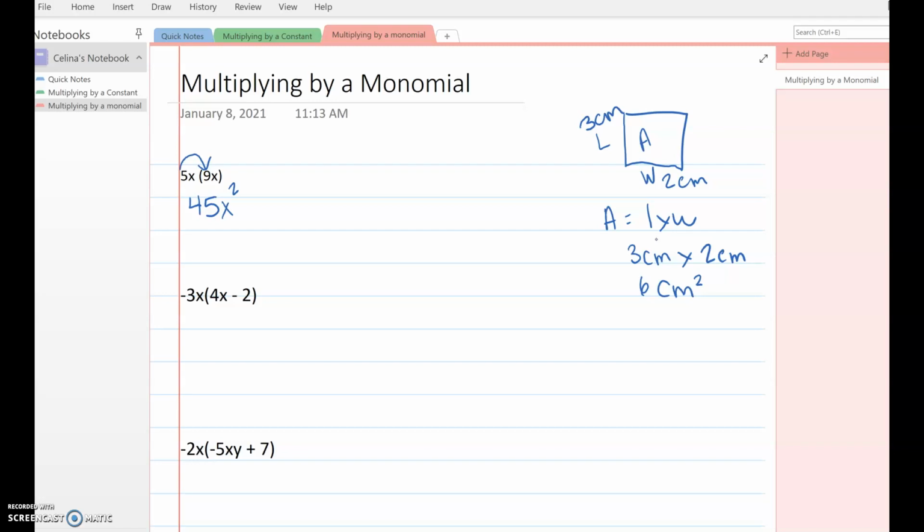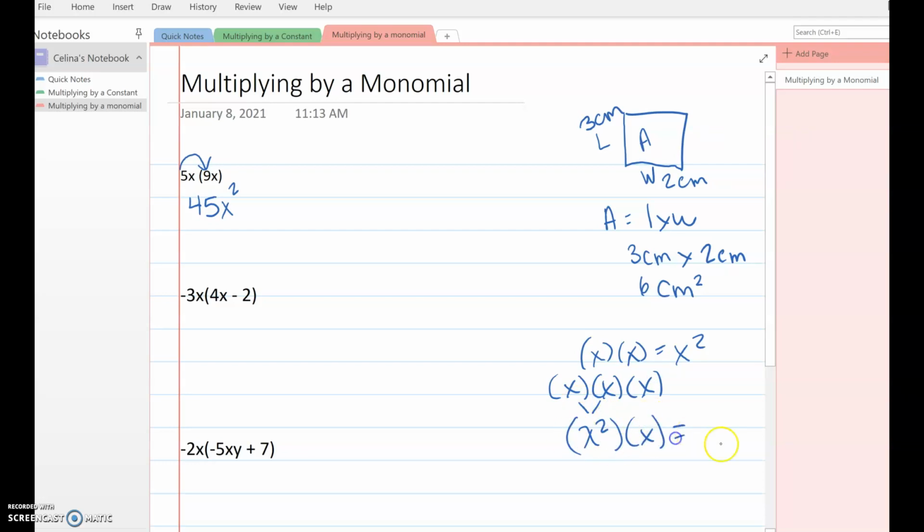Same thing with volume. What would you have to remember with volume? You'd have to cube it because you have 3 units multiplying by themselves. So that's the same with variables. If you have x times x, there is 2 of them. That's x squared. And if you had x times x times x, x times x is x squared times another x. That's 3 of them. X cubed. X times x times x times another x, that's 4.